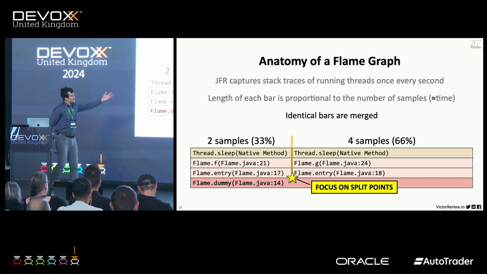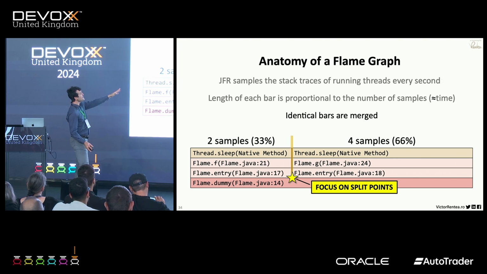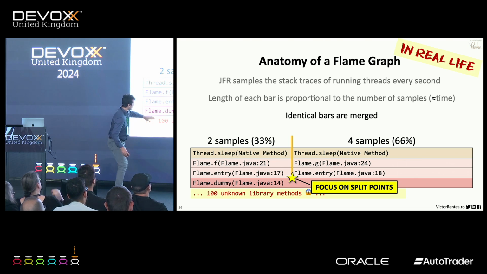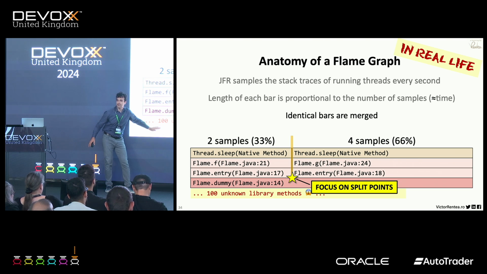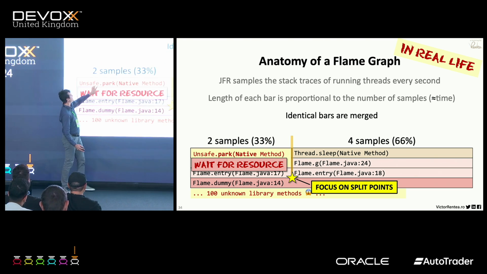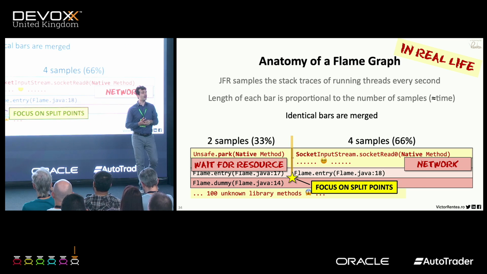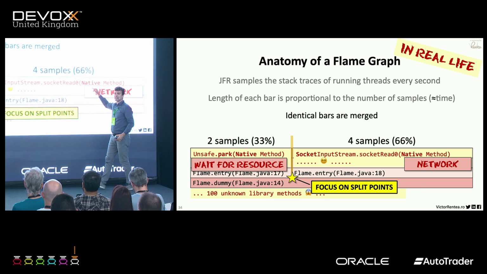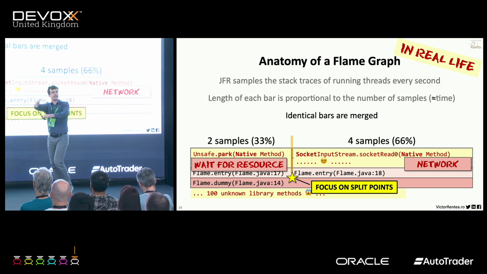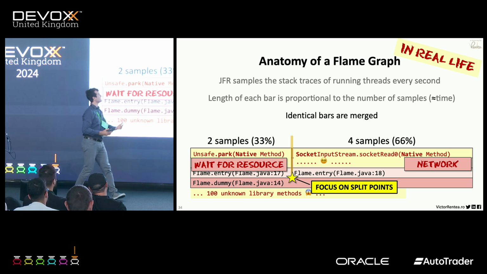Now, this is a didactic example. Let's see real life. In real life, there are 100 method calls of stuff you have never heard of here, 50 more here, and then at the end, some mysterious thing called park. What the heck is that? I'm parking a car? And here, socket read 0. So you're going to go very deep down the rabbit hole, basically X-raying your application. You're going to see all the bones in the hand, the 20 bones in the hand.